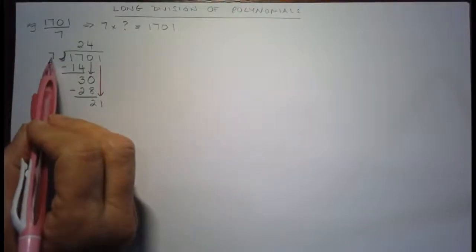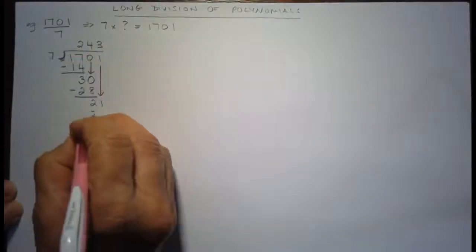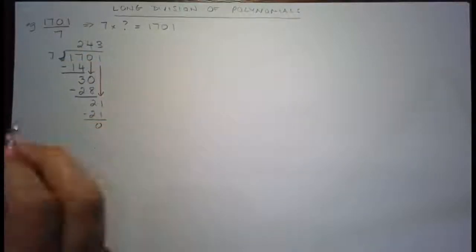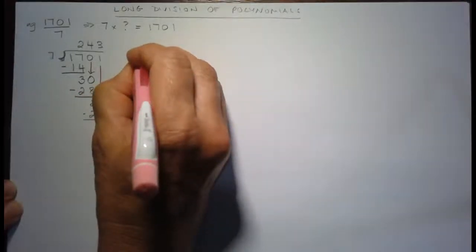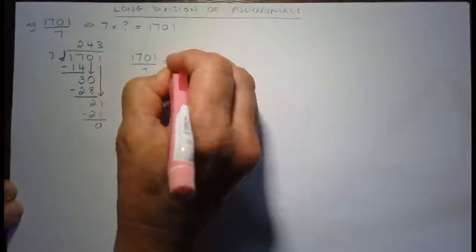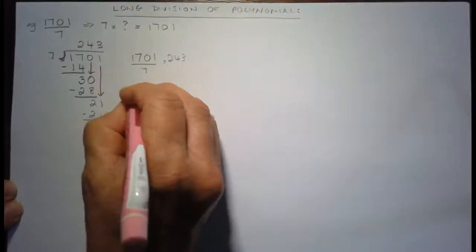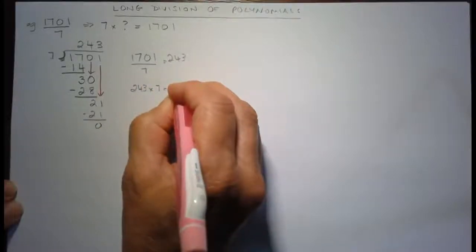So now, how many lots of 7 will go into 21? It's 3. 3 times 7 is 21. Leaves me with 0. So there's no remainders. So I can say that 1,701 divided by 7 is 243. Or I could think of it as 243 times 7 is 1,701.